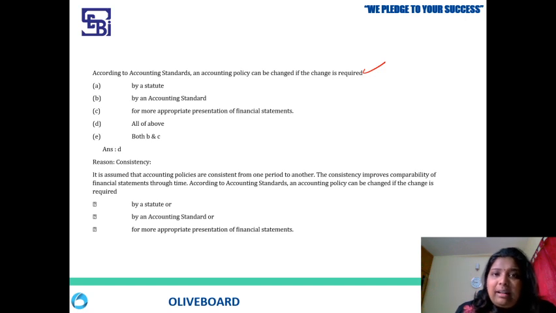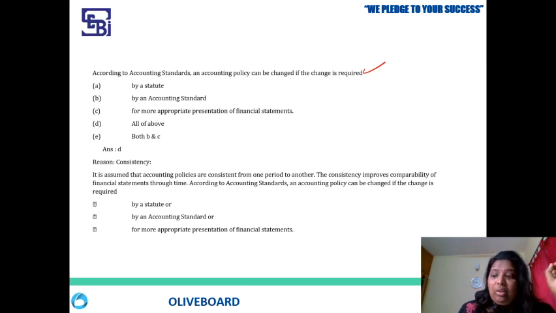So what the Accounting Standard and the Companies Act say is very clear: you can change your accounting policy only if it is required by the statute. Statute means it is law. If it is required by law, you do it. Or if it is required by the accounting standard, you do it. Or if it is for a better presentation, you do it. Otherwise, please don't. Only 3 reasons they have given: if it is required by the statute, if it is required by the accounting standard, or if it is for a better presentation of the financial statement, then you can change your accounting policy. Otherwise, you should not keep on changing your accounting policy.